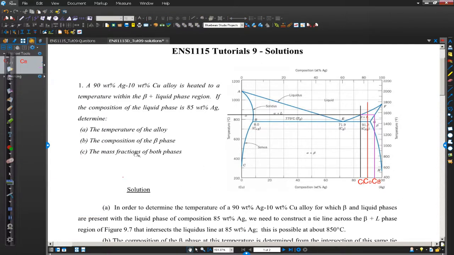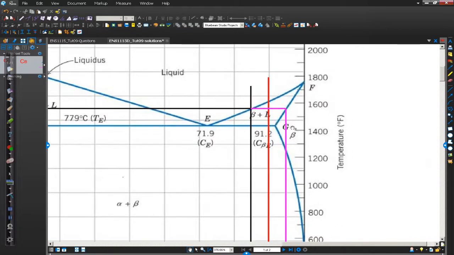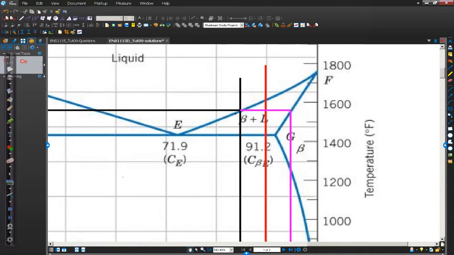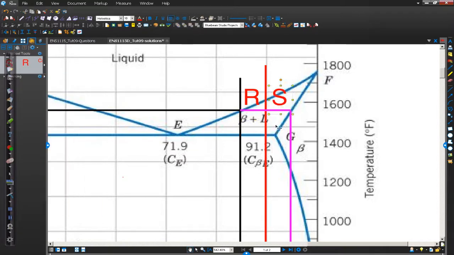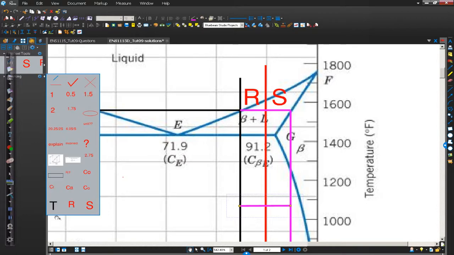Okay. Now, if we want to find out the mass fraction of both phases, both beta and liquid, you have to use the lever rule. What does the lever rule say? So I'm going to label this length, that is from the composition of the liquid to the overall composition, I'm going to call it R. I'm going to call this distance S, and the distance from composition of liquid to composition of beta, I'll call it T.